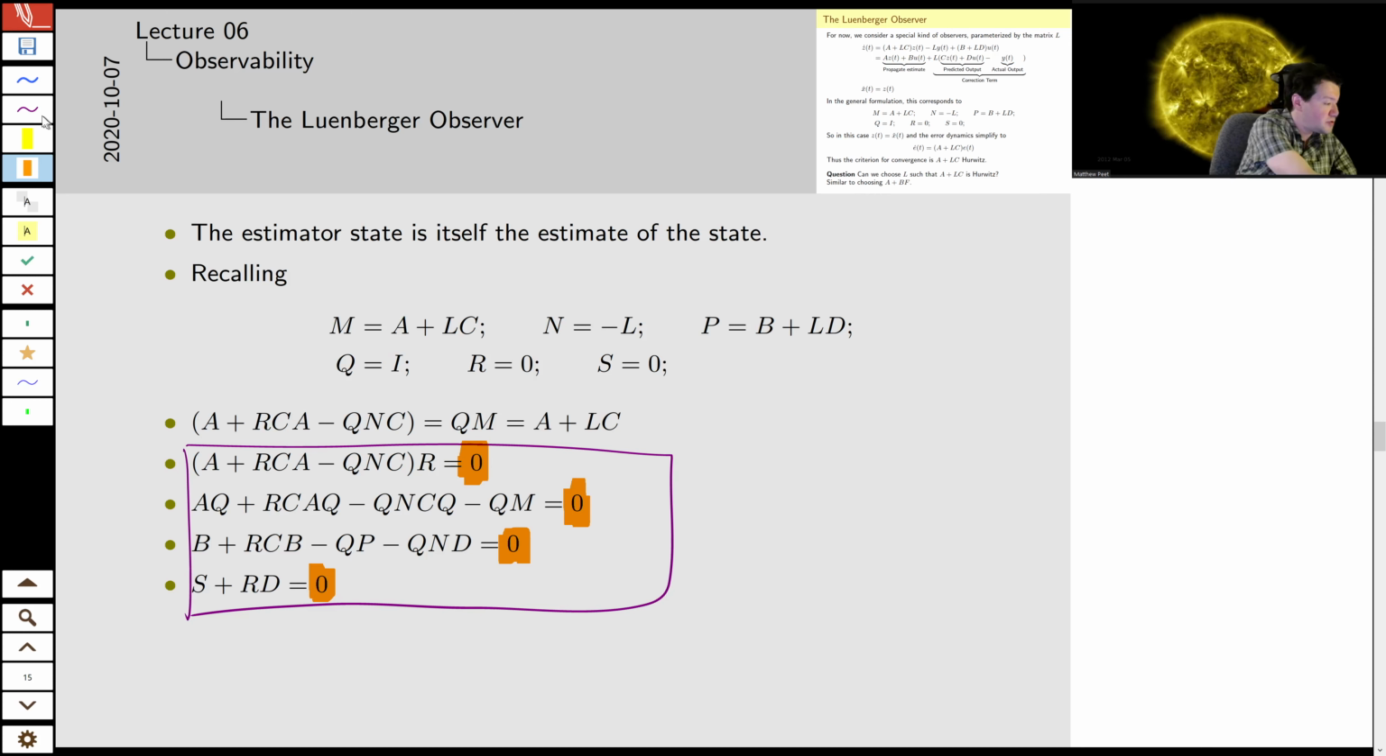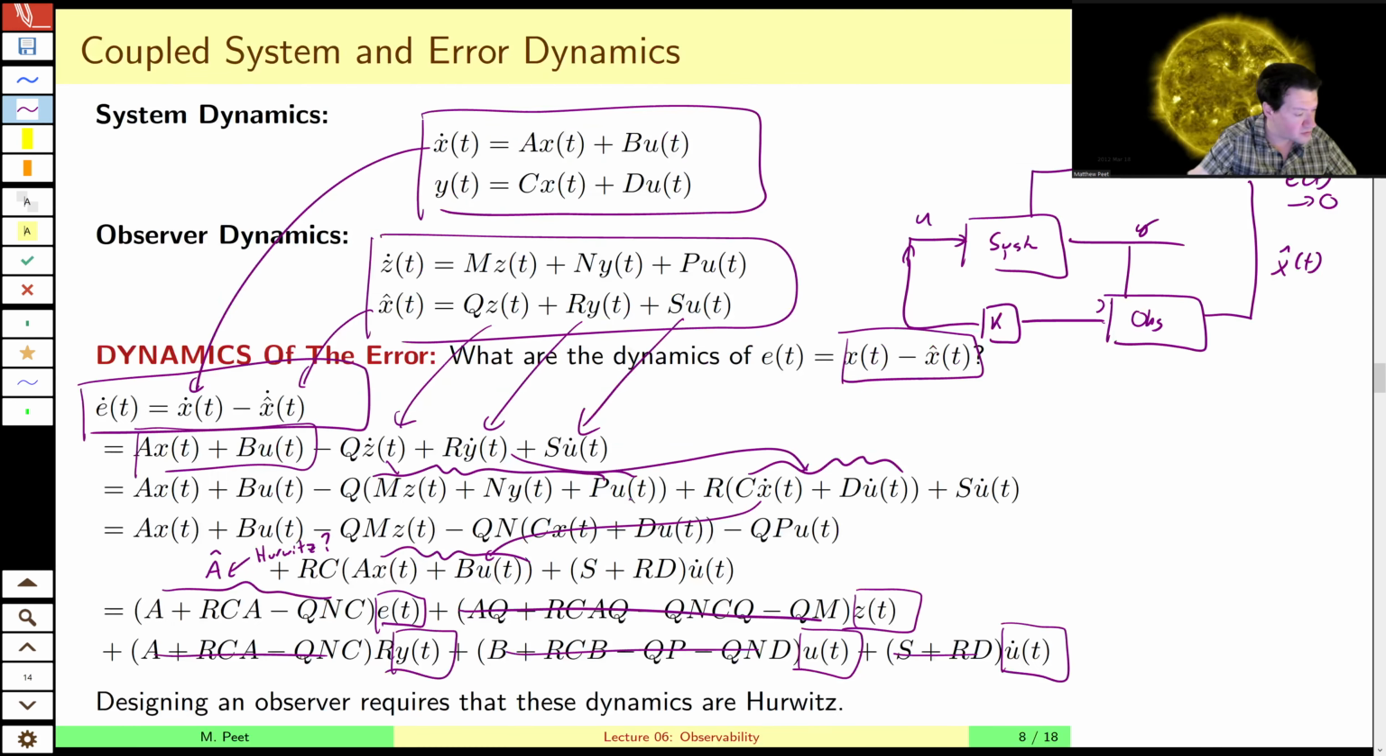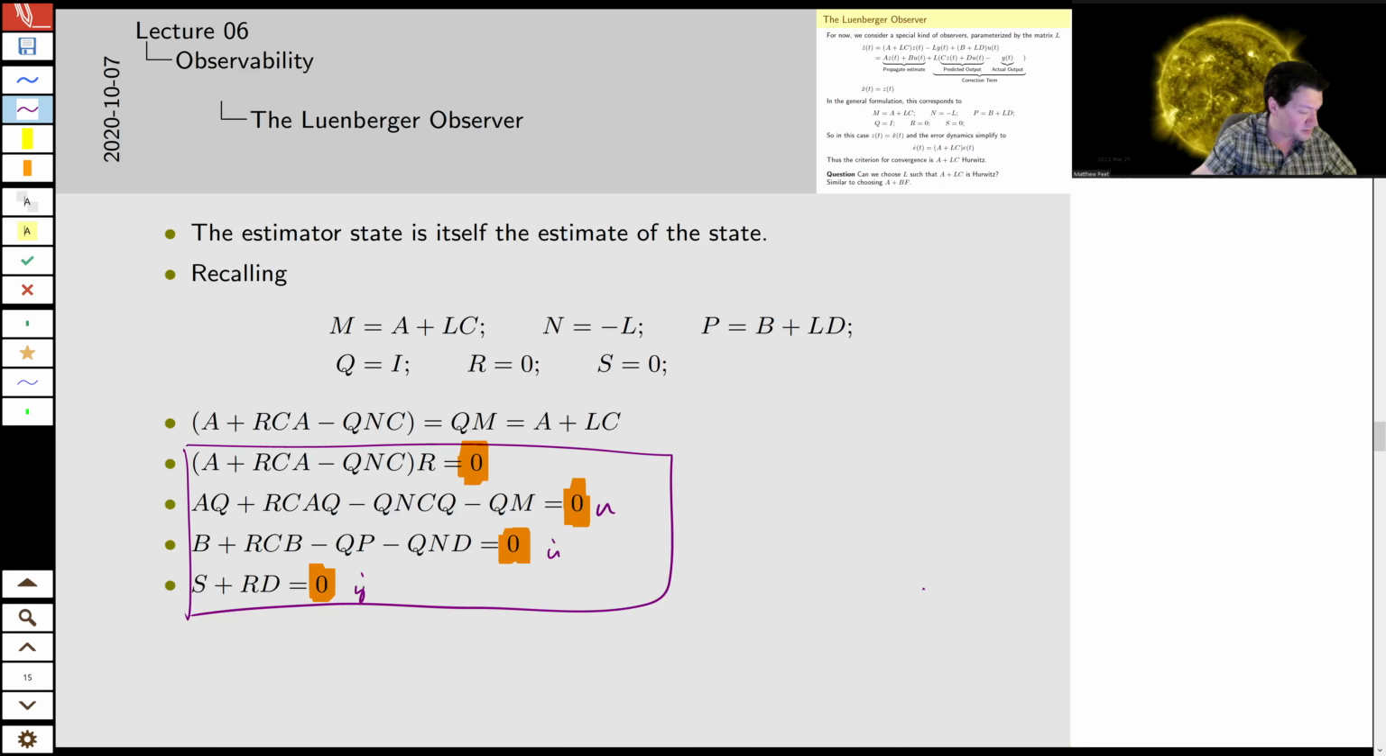So there was u dot, u, and y, and I think I got those backwards. So all those terms go to 0. And the only one left over is the term which multiplies the e of t.